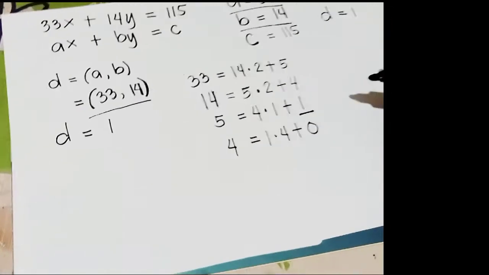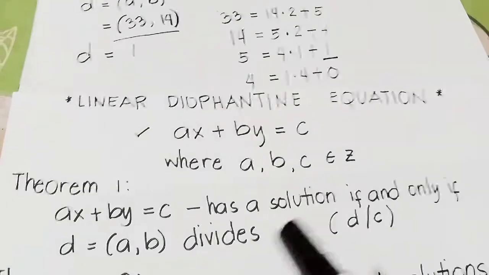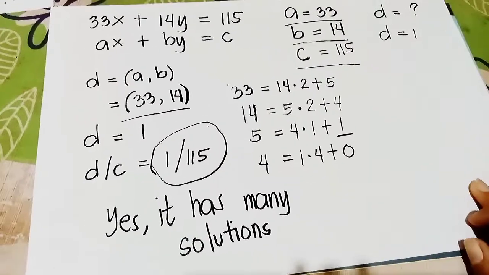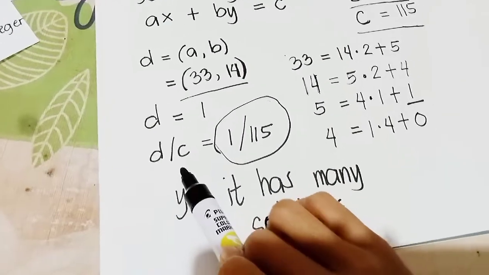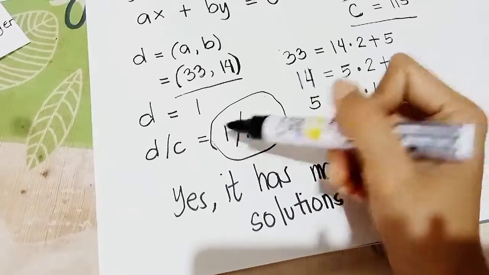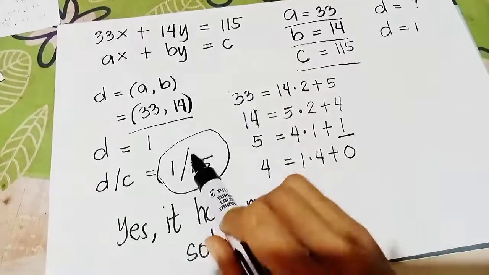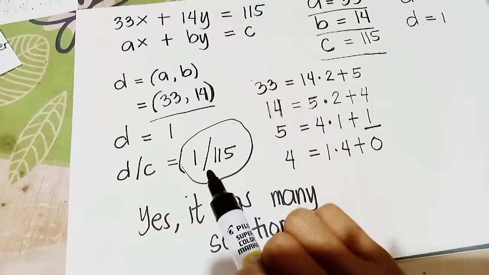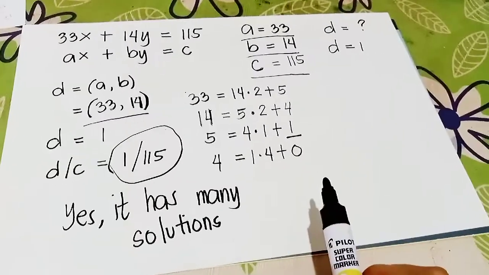Now, according to the theorem, it has many solutions if d divides c. So the value of d is 1, and the value of c is 115. 115 divided by 1 is 115, so 1 divides 115. Yes, it has many solutions. So that completes our theorem 1.